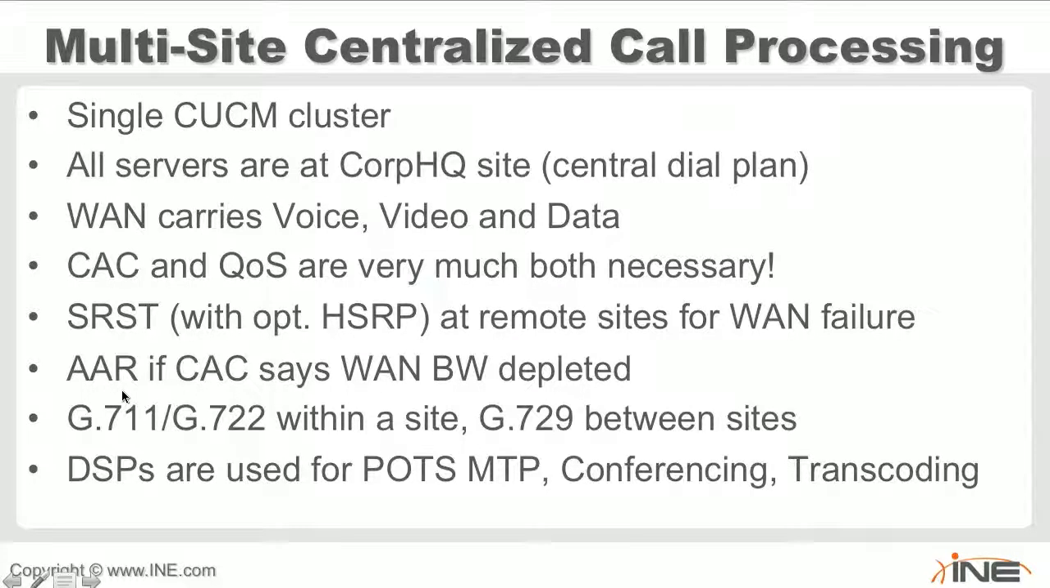Automated alternate routing is preferred if call admission control says that the WAN bandwidth has been depleted. We will typically use G711 or G722 within a site and G.729 codec between sites. We could use other low bitrate codecs like iLBC or iSAC, depending on if phones support them. But all of our phones are going to support G711 and G729 at a minimum. And then DSPs or PVDMs are going to be used for POTS termination, so terminating actual voice calls.